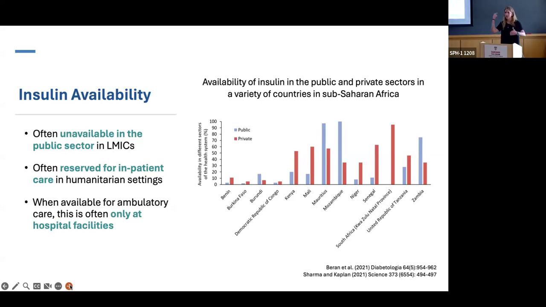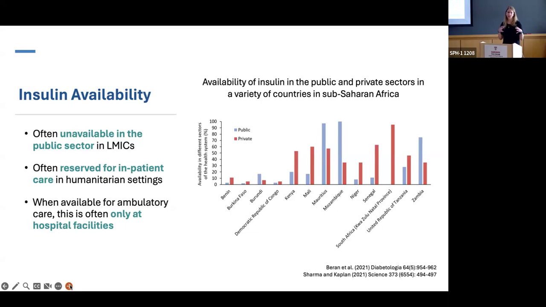So for these individuals, it was just a revolving door where they'd go home, and they don't have insulin. Very frustrating. And then when it is available for ambulatory care, it's often only dispensed at the hospital level, which is often very far away from where people live. So they have to travel far distances, and obviously humanitarian contexts are not safe.